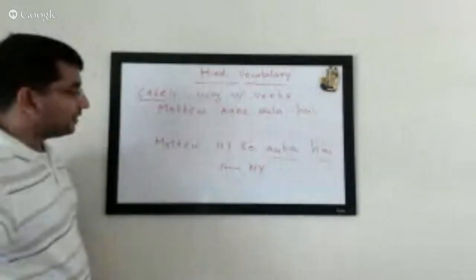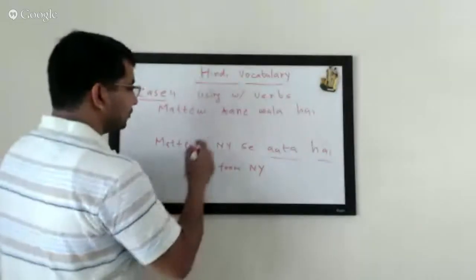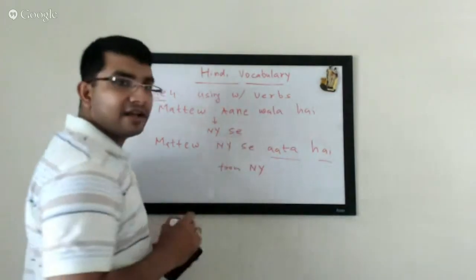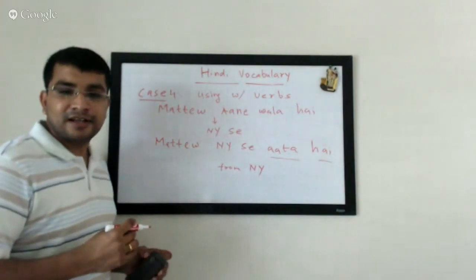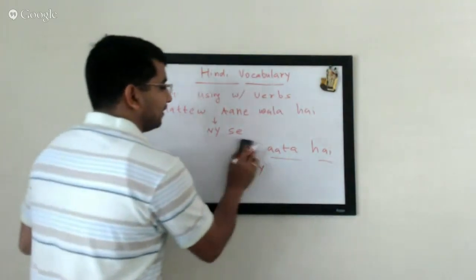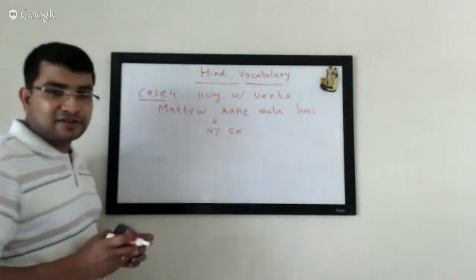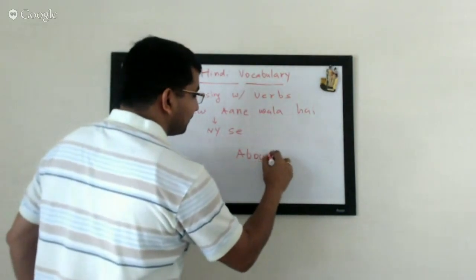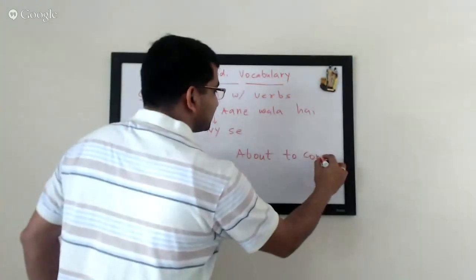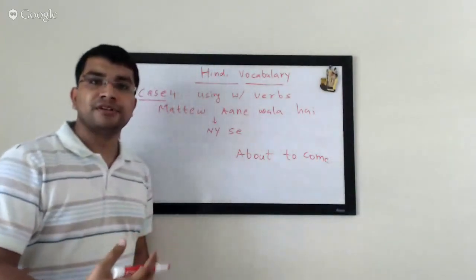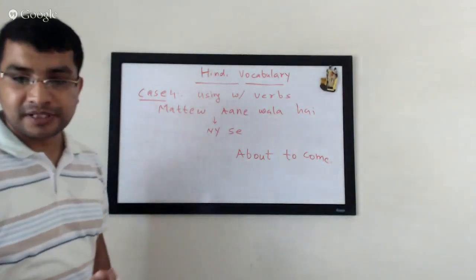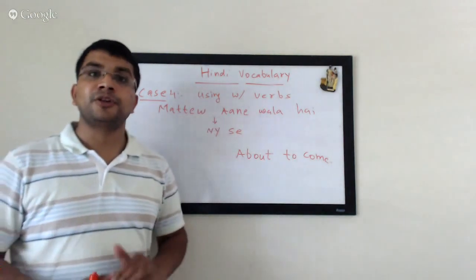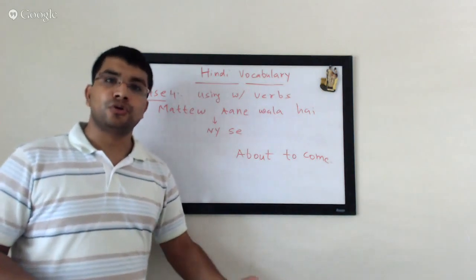Matthew, if I change it and if I say Matthew न्यूयॉर्क से आने वाला है, it will mean, hopefully it's already given you some hint, it's about to come. Something has not happened, but it's about to happen in the future, right? So that's what it means. Like Matthew न्यूयॉर्क से आने वाला है, Matthew न्यूयॉर्क को जाने वाला है, he's about to go to New York, right?